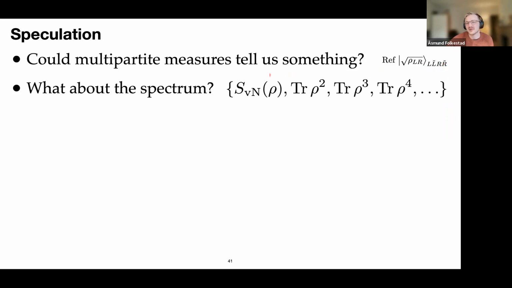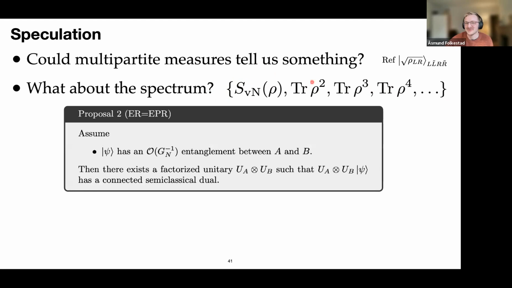How about the full entanglement spectrum of the density matrix? So rather than just looking at the von Neumann entropy, maybe you can look at all the Rényis, or equivalently just looking at all these traces. So maybe if you have that complete set of data or some subset of it, maybe that can tell you whether you're connected or not, because that contains, of course, a lot more info about the state. But the funny thing is that ER equals CPR cannot be true simultaneously with that proposal. So if you can diagnose connectivity from the spectrum, then ER equals CPR cannot be true in the way I've stated it.